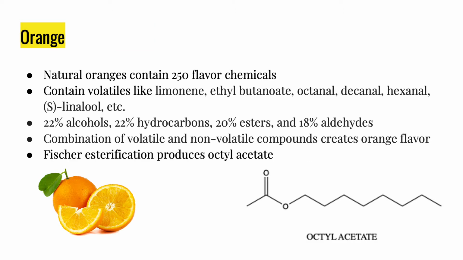The flavor of natural oranges comes from about 250 chemicals, including around 100 volatile components like limonene, ethyl butanoate, octanol, decanol, hexanol, and S-linalool. Specifically, the flavor in sweet oranges is composed of 22% alcohols, 22% hydrocarbons, 20% esters, and 18% aldehydes. They are mixed with non-volatile compounds like sugars and acids to create the orange flavor. Synthetically, orange flavor is made through Fischer esterification to produce octyl acetate.